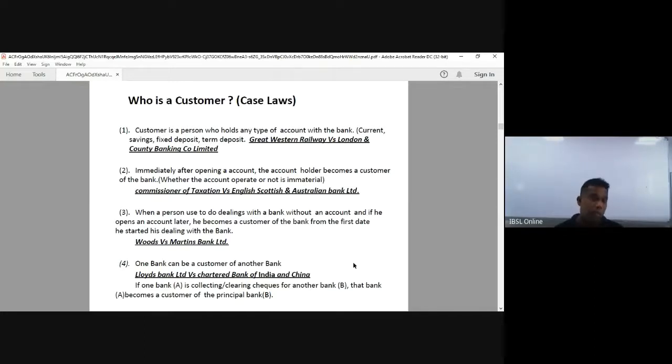Now, there is a person who is dealing with the bank without an account. He doesn't have an account with the bank. So when we say he doesn't have an account, we know that he is not a customer of the bank. There's no banker-customer relationship between that person and the bank, but he's dealing with the bank. Now, there can be a situation like that, right?